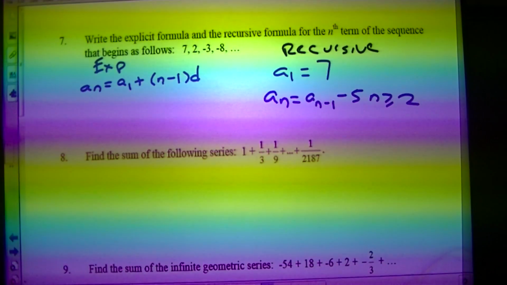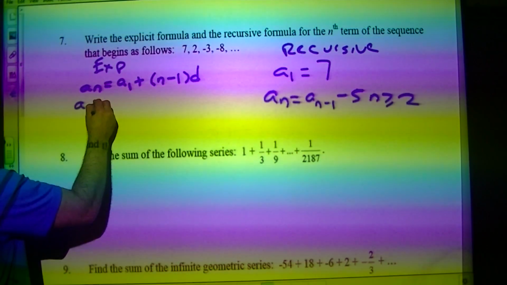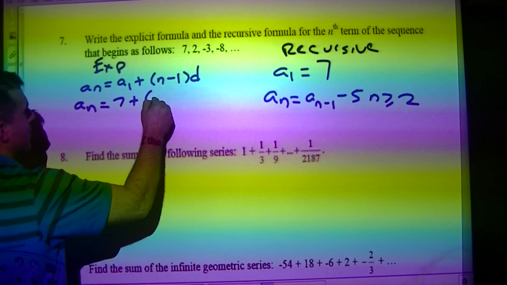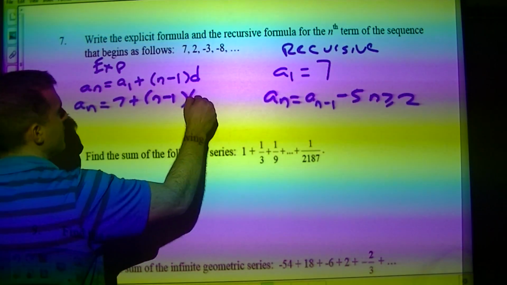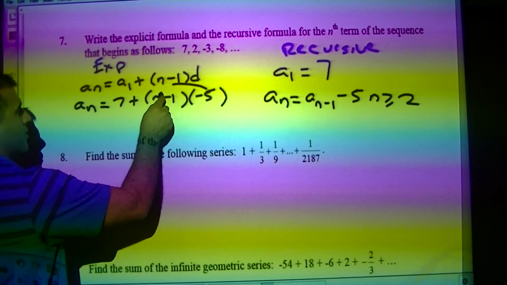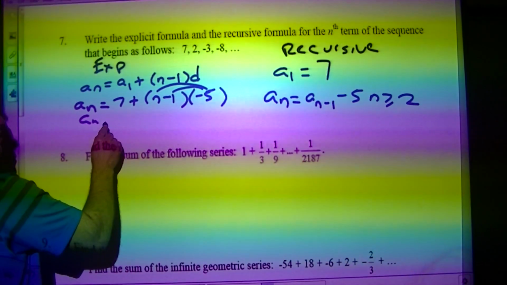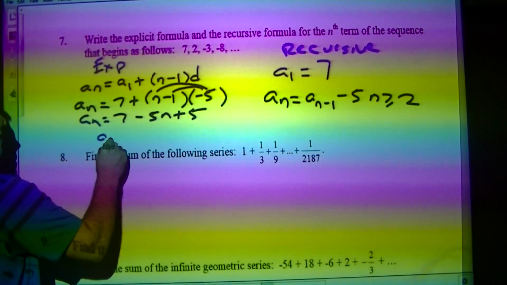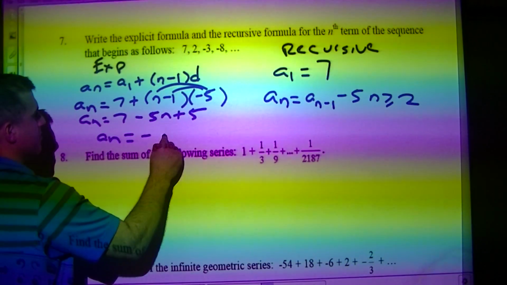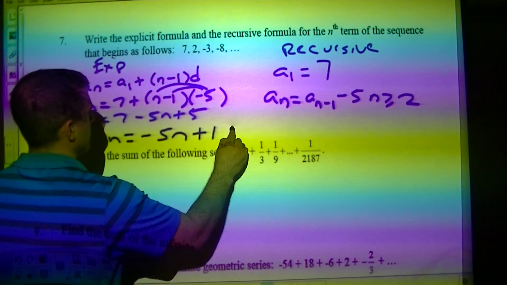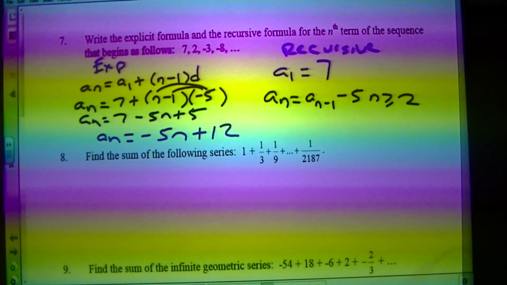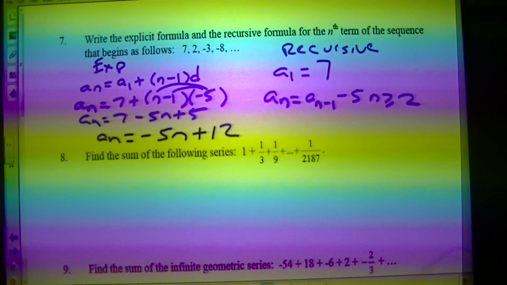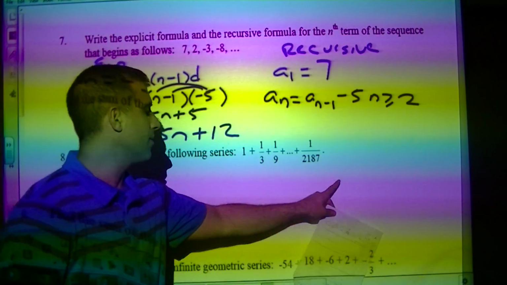The explicit formula, what we want to find there is all this information. So I got 7, I don't know n, I know the difference is -5. So if I distribute that, that's -5n plus 5. So my explicit formula is -5n plus 12. Explicit, recursive. Okay?